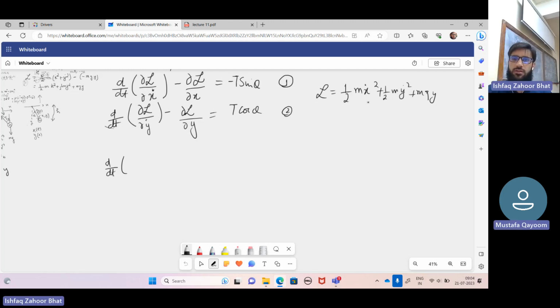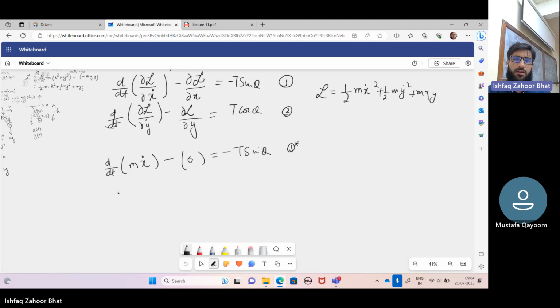What will M dot be? This will be 2 times this, m x dot. Sorry, mx dot. So this will be mx dot plus 0, plus 0, 0. So I will not write those things. So what will be delta L upon delta x? 0. So it will be 0, and this will be equal to minus t sine of theta. So this is our first equation, star.